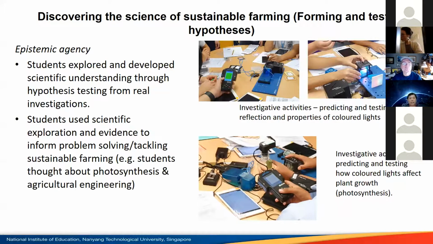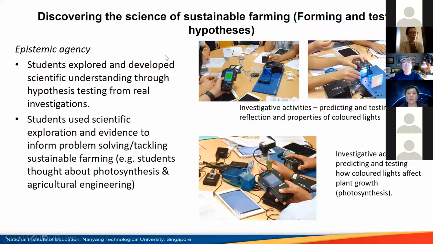Okay, epistemic agency, the next KB principle I will talk about. We use this to help the students discover the science of sustainable farming. We have investigative activities that let them predict and test reflection and properties of color lights, and also how color lights affect plant growth or photosynthesis. From this set of activities and all the testing, students were able to explore and develop scientific understanding through hypothesis testing from real investigations. They can use this scientific exploration and evidence to inform how they tackle sustainable farming as the design studio progresses.